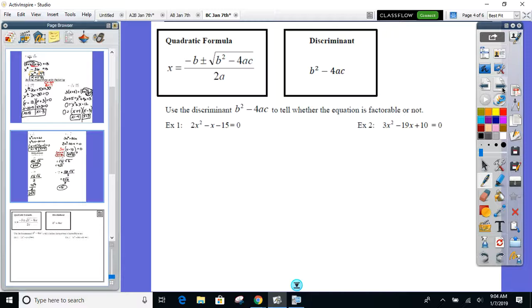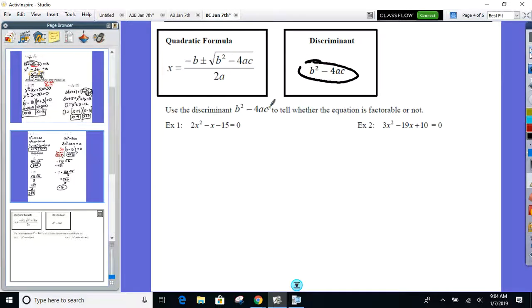Okay? Before we use it, though, I do want to introduce a part of the quadratic formula, and that's the part underneath the radical called the discriminant. Is that a familiar term from last year? Sometimes, yes, no? Okay, well, anyway, it's the part underneath the radical in the quadratic formula, and it's pretty powerful because it will allow you to tell before you even start a problem if you can factor it or not. Okay, so take a look. I have 2x squared minus x minus 15.